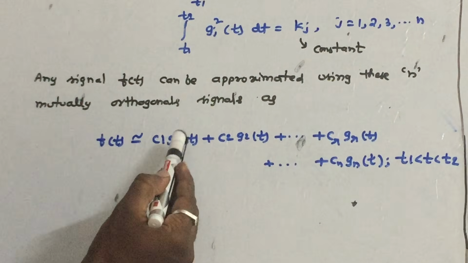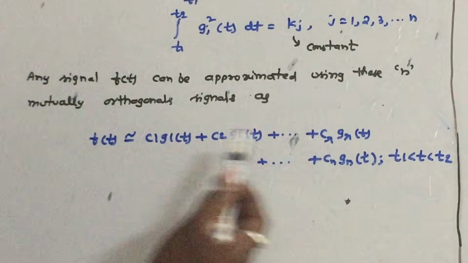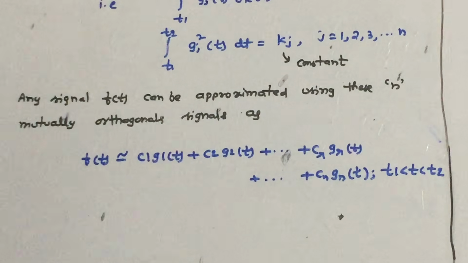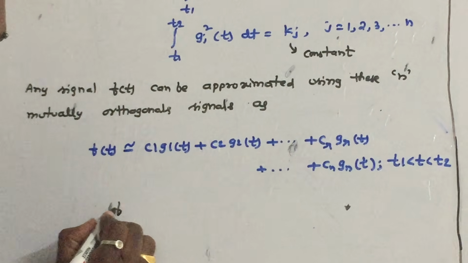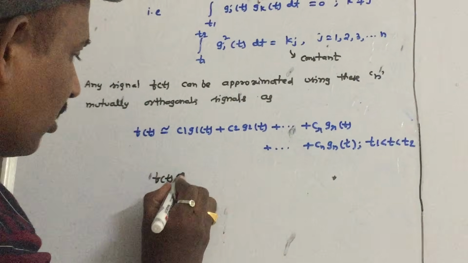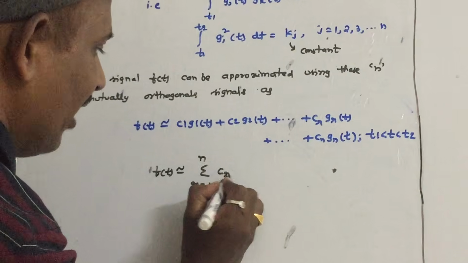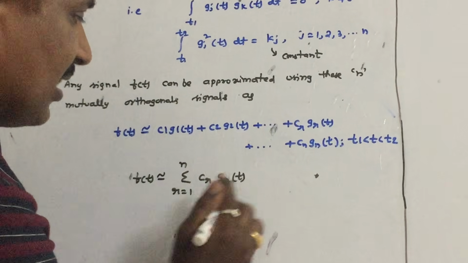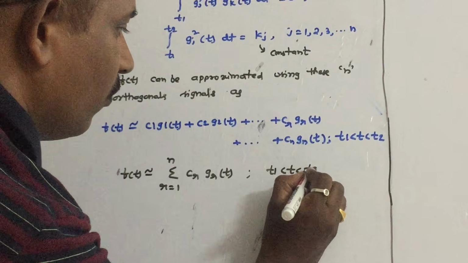Here g1, g2, g3, so on gn are orthogonal signals, and c1, c2, cr, so on cn are the components or coefficients. Therefore f of t can be written as approximately equal to summation r equal to 1 to n of cr into gr of t. So we can write this as a summation in the interval t1 to t2.